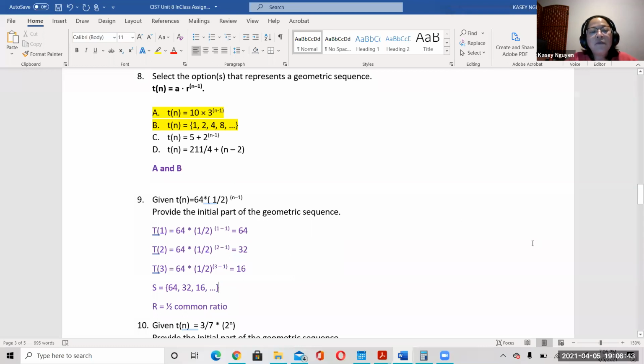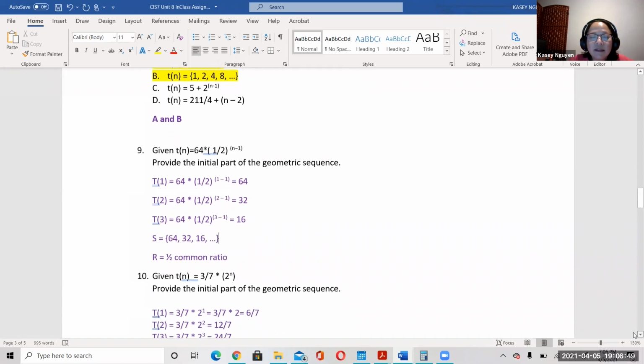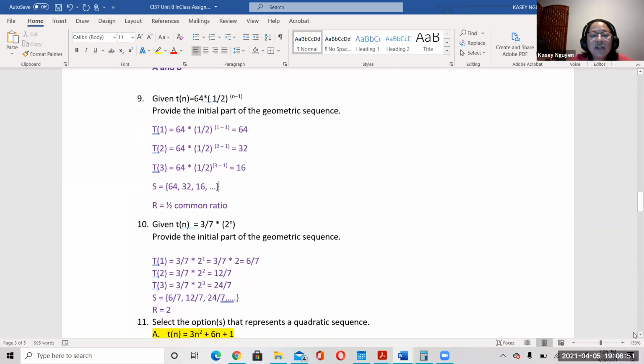Any question with 9? Okay, so definitely you're going to get geometric and arithmetic progression on quiz and exam. So make sure you know how to solve for those.